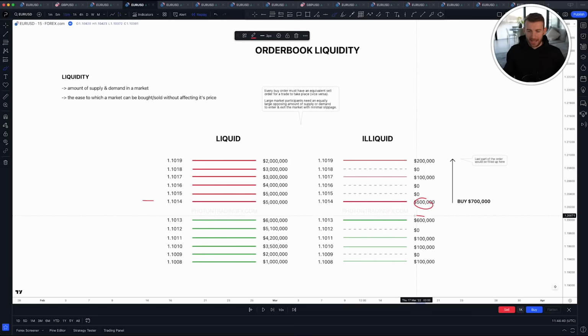There's a lot less volume at each price level. Some price levels, there might not be any volume, right? Now, in trading, every time you take a trade, there must be an equal and opposite order for you to transact with. Otherwise, a trade can't take place.